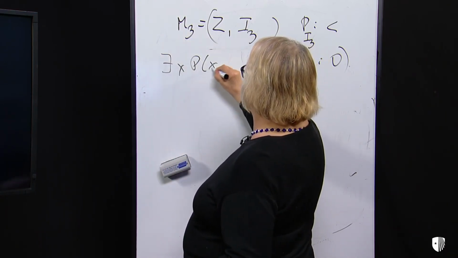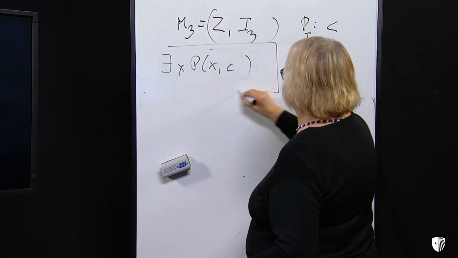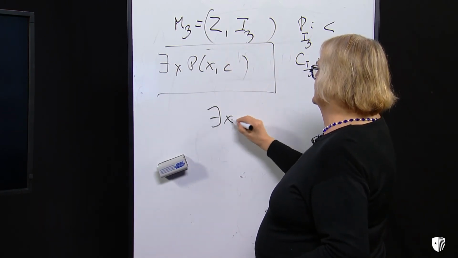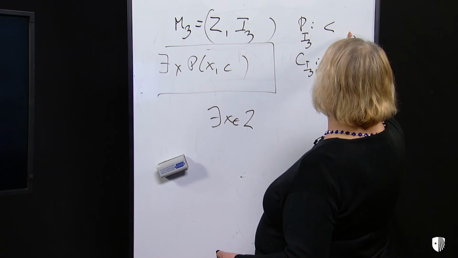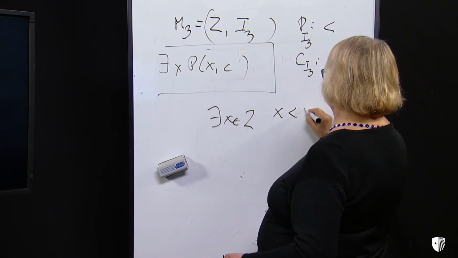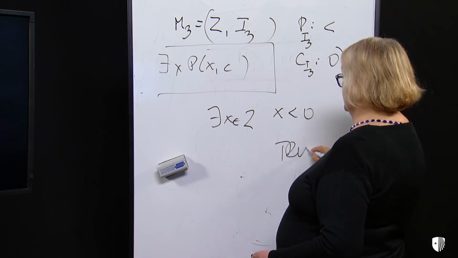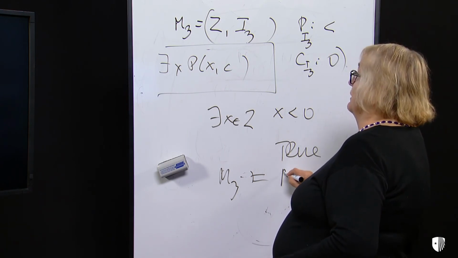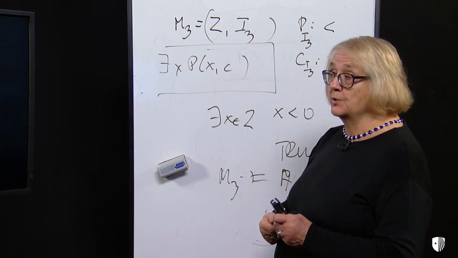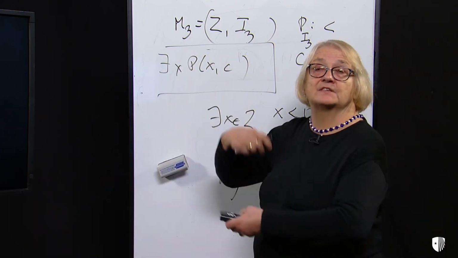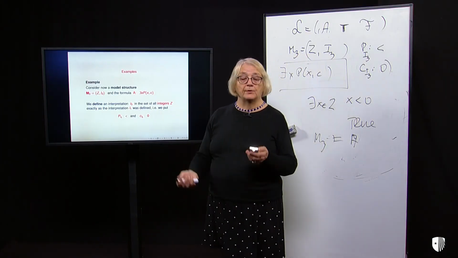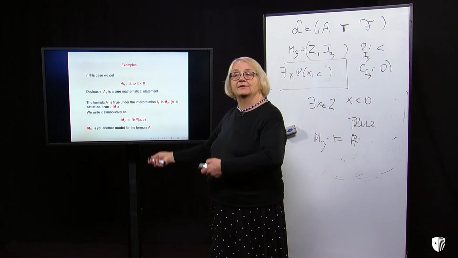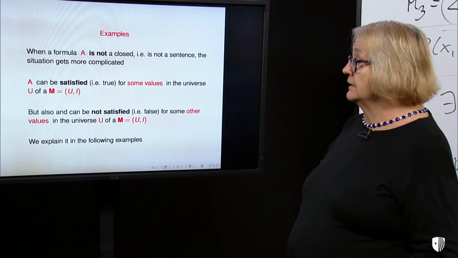When you look at this, you can write immediately: there is x in Z, P was less, 0, so x less than 0. That is a true statement. So M3 is a model of our formula A. So you can see the same formula, depending on the structure, can be true or not true. Some structures are models, some structures are not models, because at the end you have a true mathematical statement, or not only mathematical.